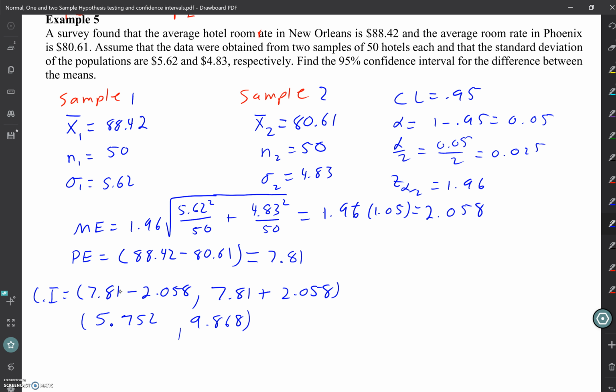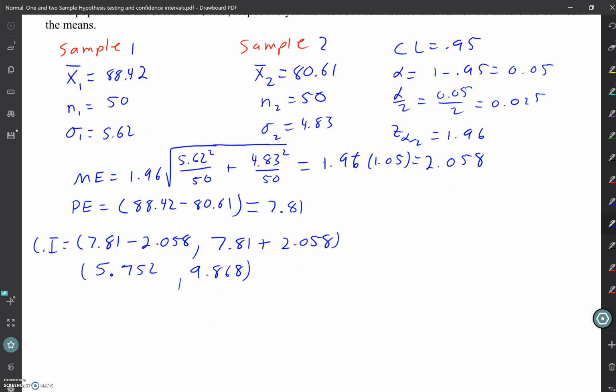Wait, what? What is this interval supposed to contain? The difference in the means of the populations for those two cities with their hotel room rates, right? So the difference in price.